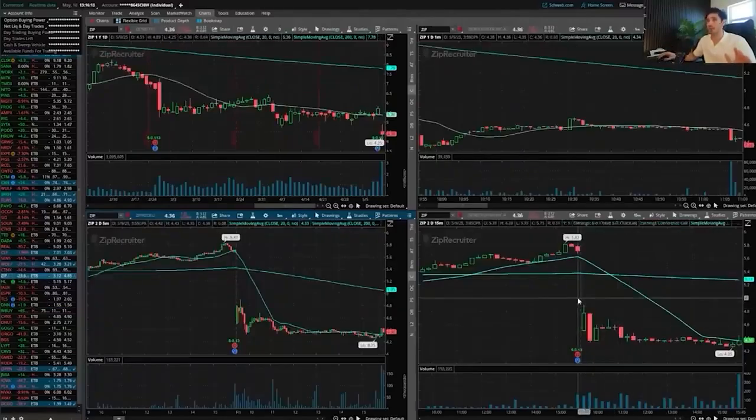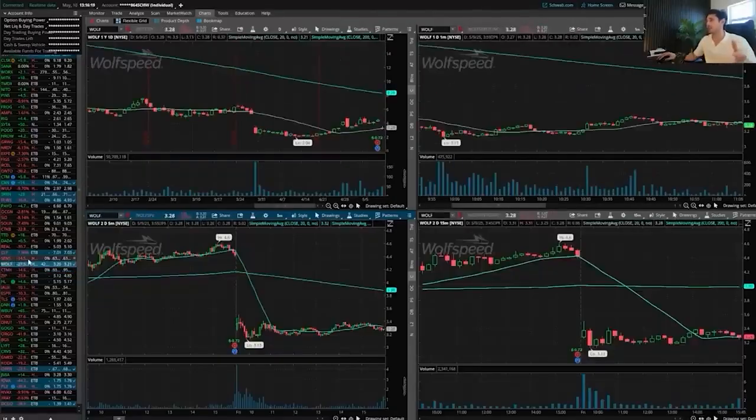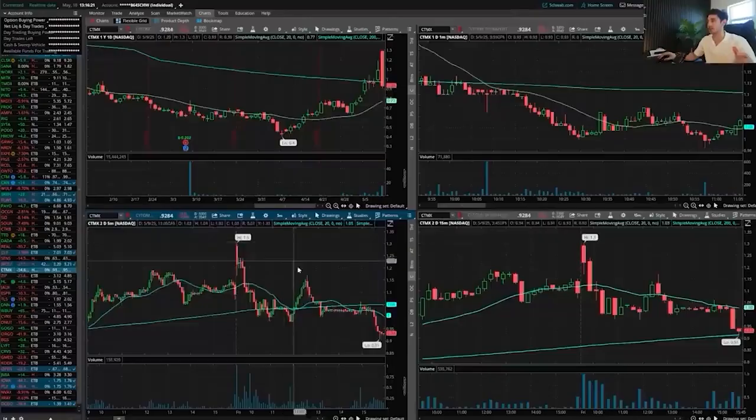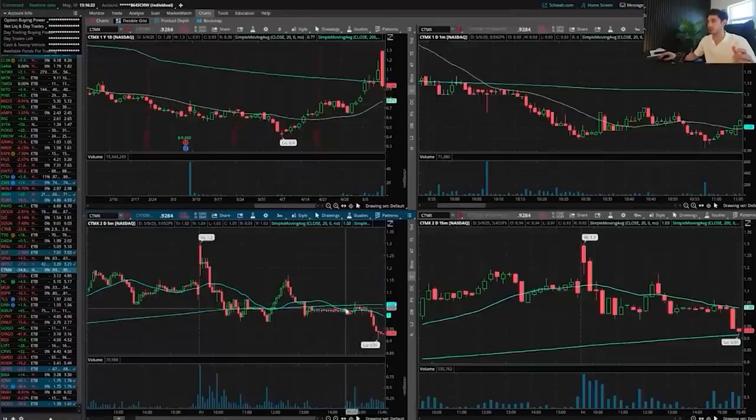Same thing here on the ZIP. Based right into the declining MA, attempted to break down, not much follow through, but you guys get the idea. Insane stuff. Even this, CTMX, look at this. 20 MA starting to trend lower. This one's a little sloppy, but same idea, right? Hopefully you guys get the point.